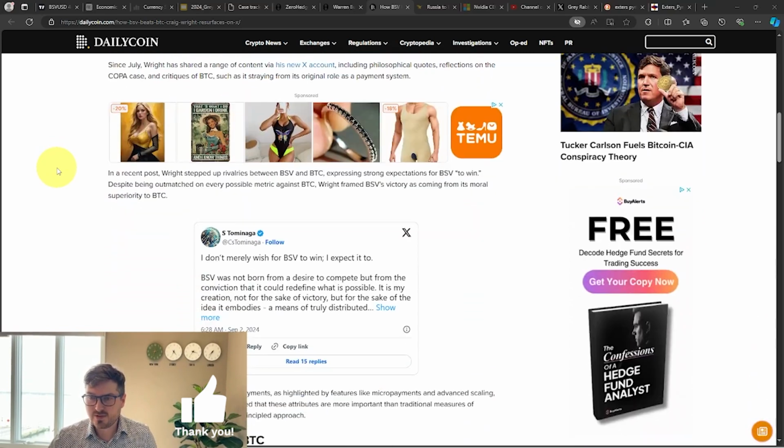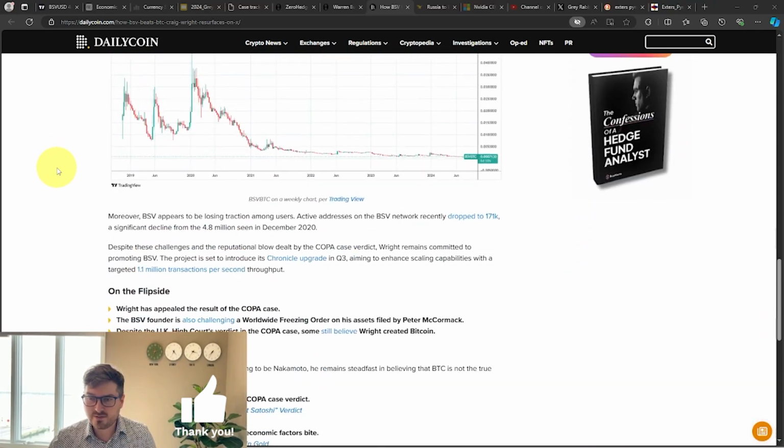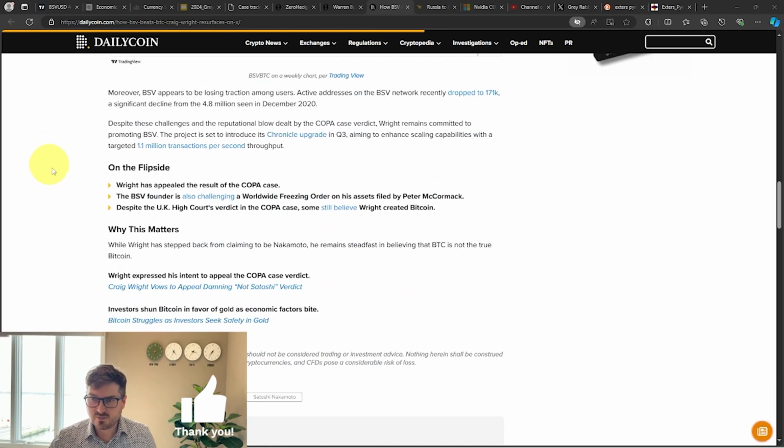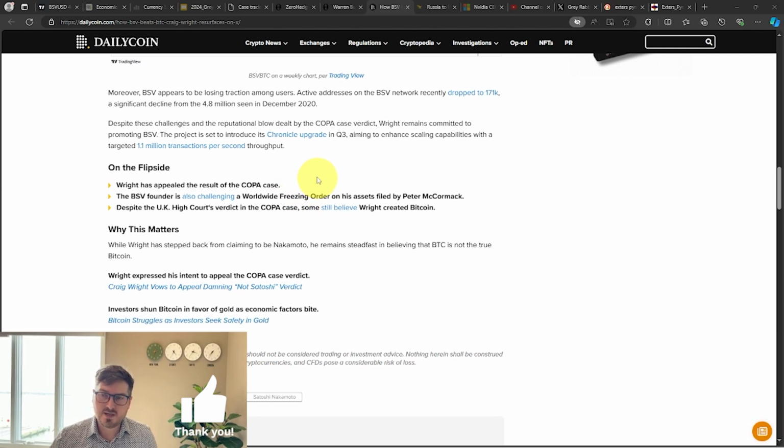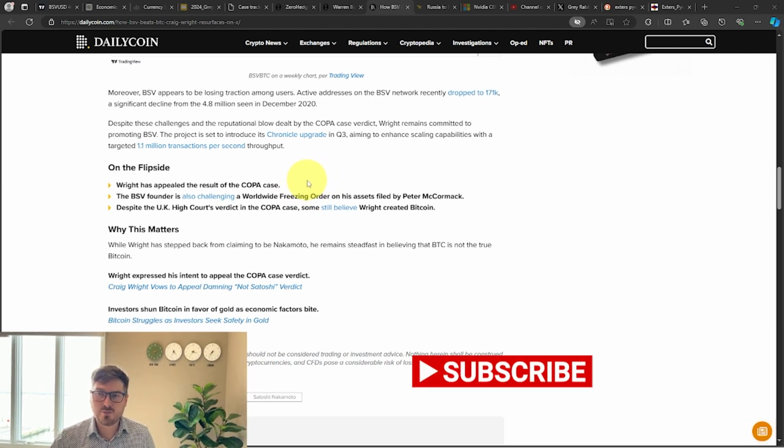Now, I'm not going to read through this, but what I wanted to point out on this article was that Craig Wright has apparently appealed the result of the COPA case. So back in the spring, we talked about the ongoing case, Wright versus COPA, and it appears that Wright has challenged the outcome of that case and has decided to appeal. So that's pretty big news for BSV.